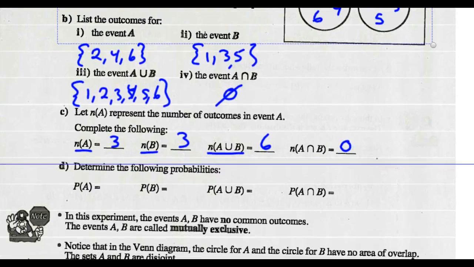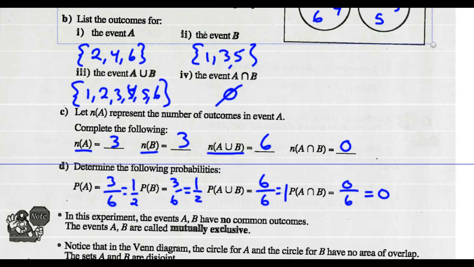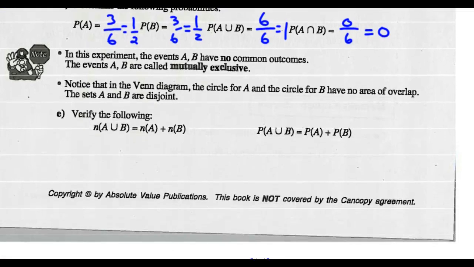Determine the following probabilities then. The probability of event A occurring. Well, we said there are 3 favorable, 3 even numbers out of 6 total, or 1/2. B, there are 3 odd numbers out of 6, so that's 1/2. Probability of A union B occurring, A or B, well, 6 out of 6, or 1. And A intersect B, or A and B, would be 0 out of 6, or no chance of that happening. So in this experiment, the events A and B have no common outcomes. The events A and B are called mutually exclusive, nothing in common.